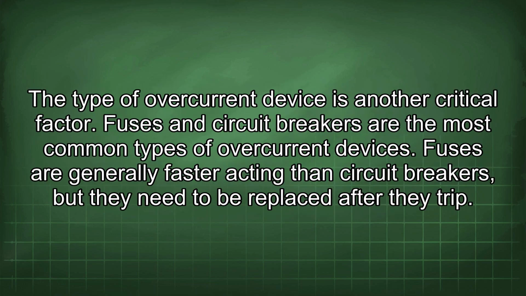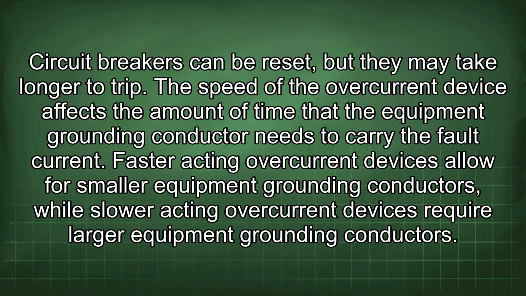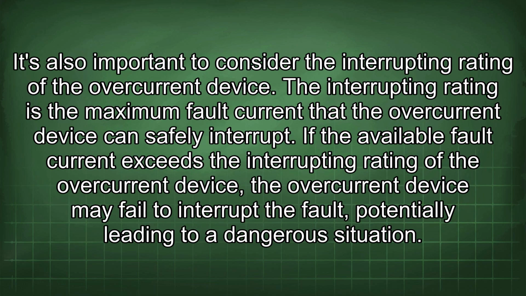The type of overcurrent device is another critical factor. Fuses and circuit breakers are the most common types of overcurrent devices. Fuses are generally faster acting than circuit breakers, but they need to be replaced after they trip. Circuit breakers can be reset, but they may take longer to trip. The speed of the overcurrent device affects the amount of time that the equipment grounding conductor needs to carry the fault current. Faster acting overcurrent devices allow for smaller equipment grounding conductors, while slower acting overcurrent devices require larger equipment grounding conductors. It's also important to consider the interrupting rating of the overcurrent device.